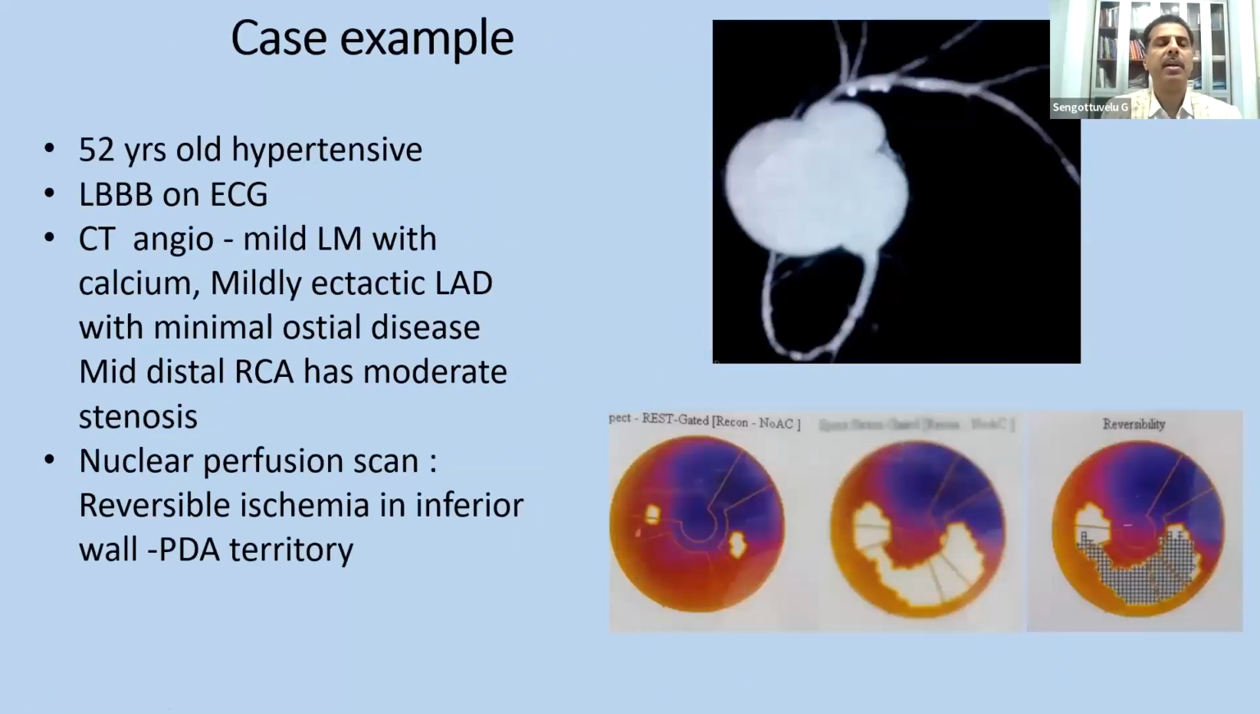And showing an example, this is a patient who had come with discomfort and shows LBBB on ECG. However, the CT angio shows some minimal disease in the left main and some lesions in the LAD. Our nuclear perfusion scan shows ischemic perfusion defects in the right coronary artery territory. So looking at that, also the CT showed a moderate lesion in the right coronary artery. So based on that, he was planned for a PCI to RCA.